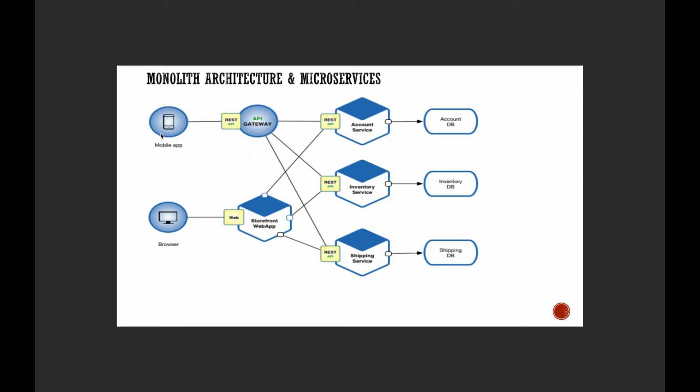So here, the user can come via mobile app or browser, and based on that, it can go to the particular server. Like here, in case of mobile, it goes to the API gateway. From the browser, it goes to the store web app API. From here again, it is routed to various other services like account service, inventory service, shipping service, all connected. Similarly, via mobile, it is connected to all the components, and all the components have their own independent database here.